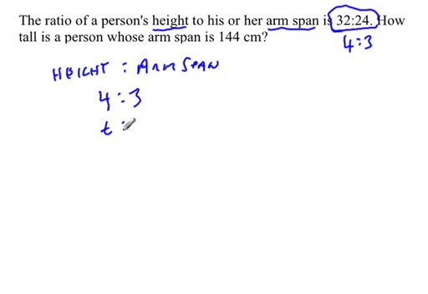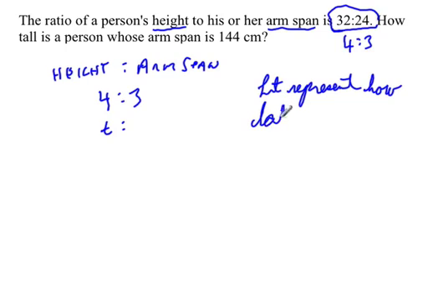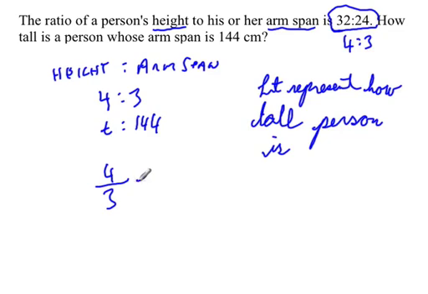So let's say, let T represent how tall the person is. So T is how tall the person is, and because height is on the left-hand side of our ratio, comes first, then we're going to put T there, and arm span comes second, so we're going to put 144 over here. So now we can set up our proportions. So 4 over 3 is equal to T over 144.